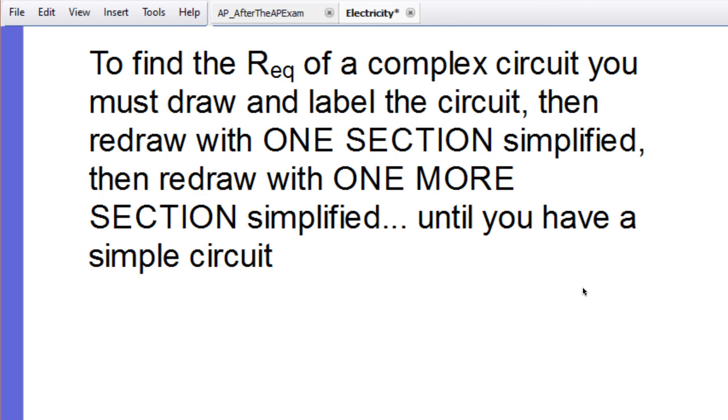To find the equivalent resistance of a complex circuit, you have to draw and label the circuit as it really exists. Then figure out the bit that you can simplify. Just focus on that. Find the equivalent resistance for just that piece, and then redraw the circuit with that piece as one resistor. Then you keep going, you keep doing this, taking one piece and simplifying it, taking one piece and simplifying it, until you have a simple circuit, one battery and one resistor.